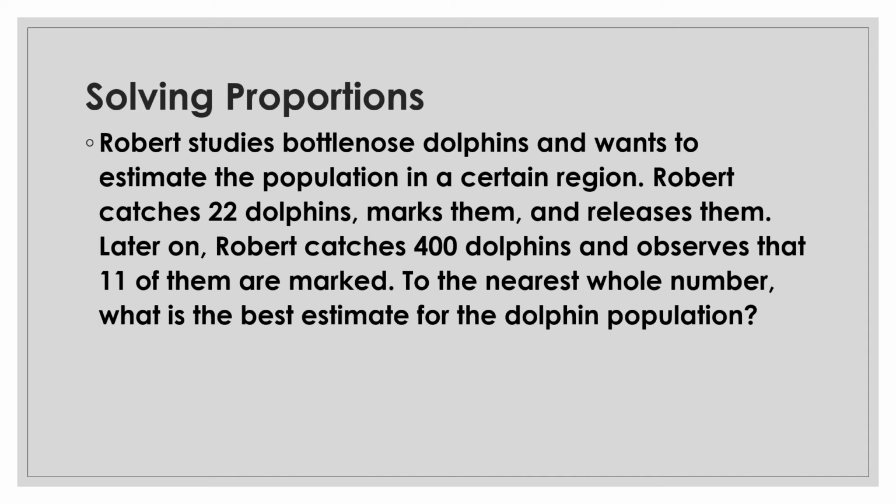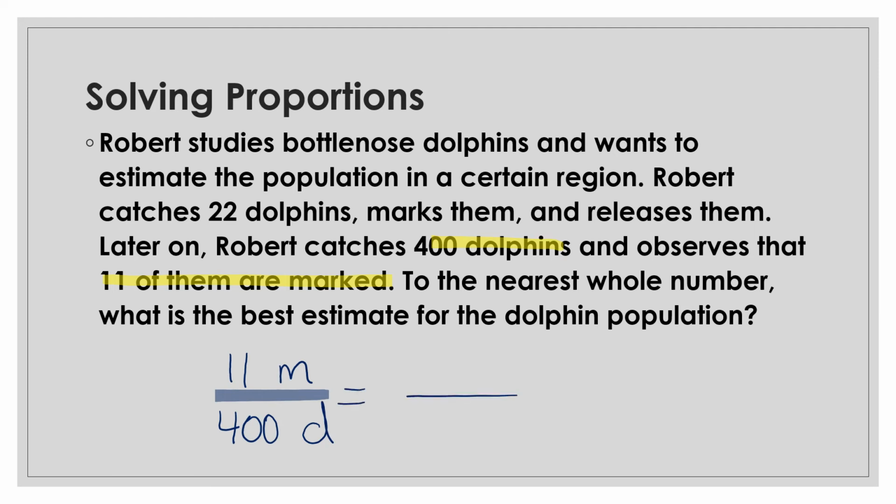So it says in that second sentence that Robert catches 22 dolphins and marks them and then releases them. Later on, he catches 400 dolphins and 11 of those 400 are marked. So let's use that third sentence, I'm sorry, that is comparing those to get our ratios set up. Okay, so let's see here. We said that 11 were marked out of the 400. And I'm just going to put a D for dolphins.